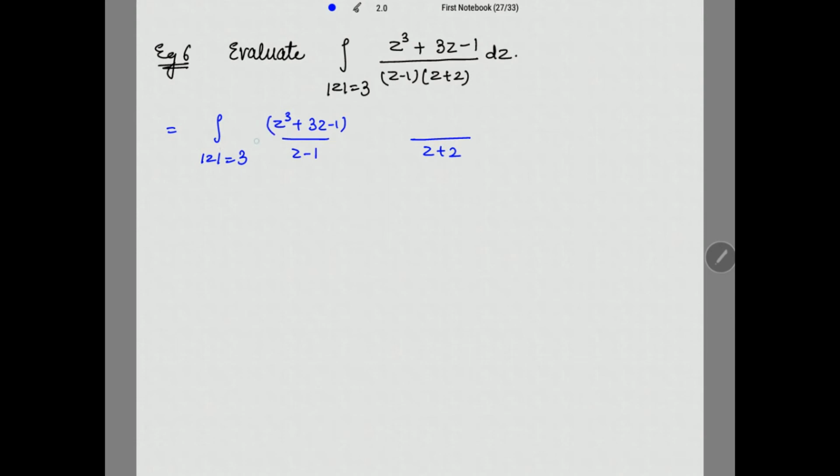Can I write 1 over 3 as like this? Okay. Then z plus 2 equal to 0, that is z equal to minus 2. Hiding z plus 2 and putting z equal to minus 2 over the second denominator, that is minus 1 by 3. So this is minus 1 by 3. And your f of z remains like this. You don't have to put the points in f of z. Remember this.